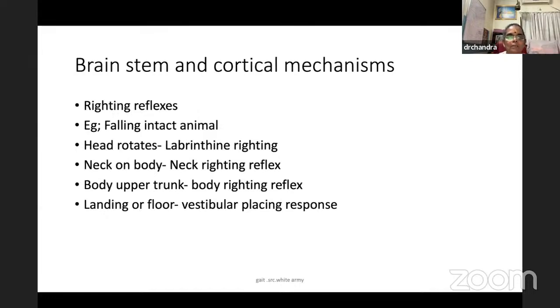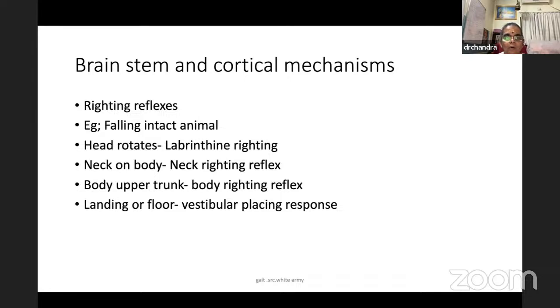Then let us see, when an animal falls from a height, there are several reflexes. These are the reflexes which act during locomotion. They are called righting reflexes. Righting reflexes are reflexes which help to keep the normal posture during varying types of movements. So the head rotates, that is head rotation, so that you focus on where you are falling. That is done through the labyrinthine righting reflexes.